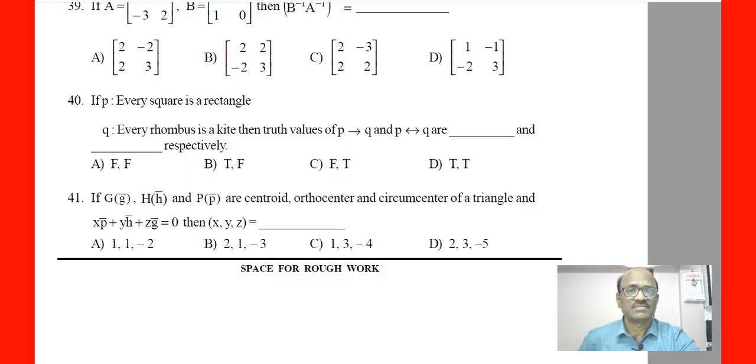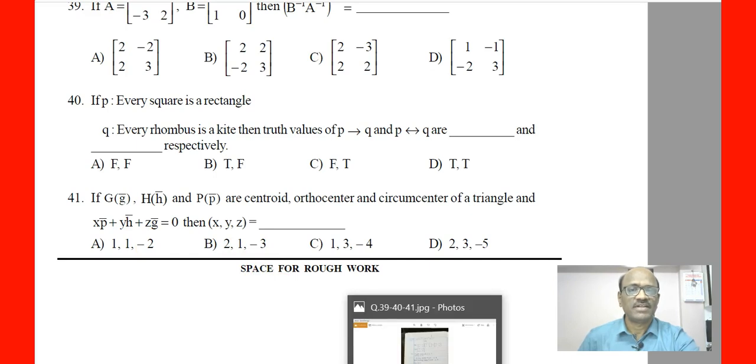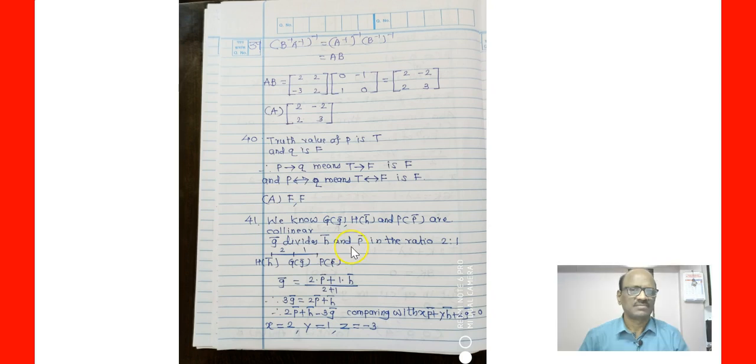Now next question. If G (G bar), H (H bar) and P (P bar) are the centroid, orthocenter and circumcenter of a triangle, and X P bar plus Y H bar plus Z G bar equals 0, then find out the value of X, Y, Z. Now see this. This is an important property of vector geometry. We know that G, H and P are collinear.